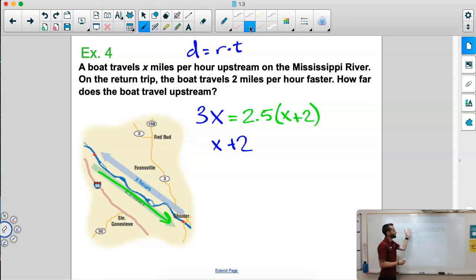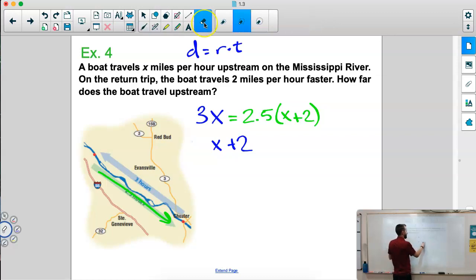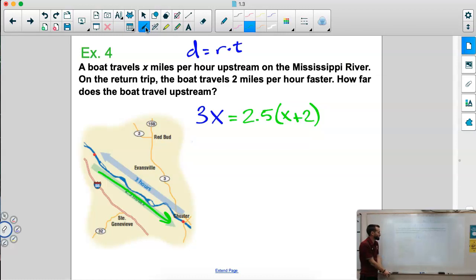And I'm using this formula, distance equals rate times time. They traveled the same distance up and down, so I know these values are equal. But it took longer going up because they had to go a little slower, and faster coming down because it was a little faster, right? They were going faster. And so this is the setup of this equation. And then they ask you to solve for, again, how far does it?